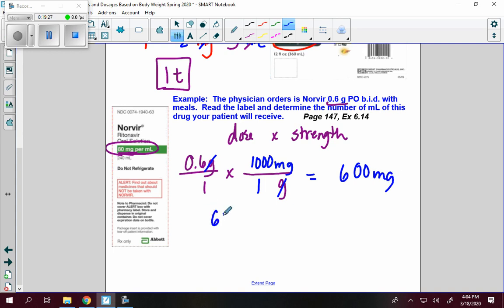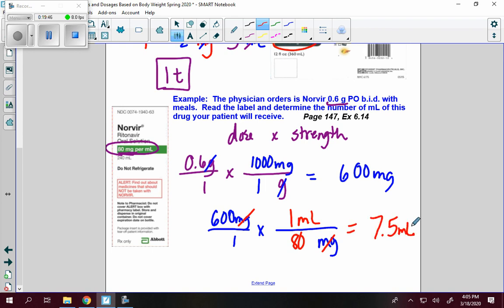So my dose is 600 milligrams times my strength, milligrams in the bottom, to cancel out. And my strength was 1 milliliter for 80 milligrams. And when I cancel out my units, I'm left with milliliters. And when I do the math, I'm going to take 7.5 milliliters per dose.